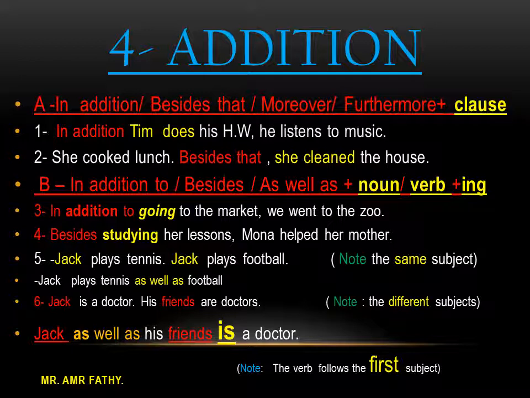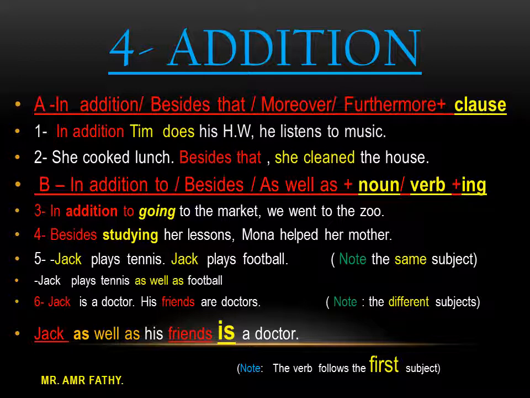Because if you want to use as well as, pay attention, this is very important. If you use as well as and you have two different subjects, the verb in the sentence follows the first subject, like the sentence number 6. Here Jack is singular, as well as his friends, which is plural, is a doctor, not are a doctor.